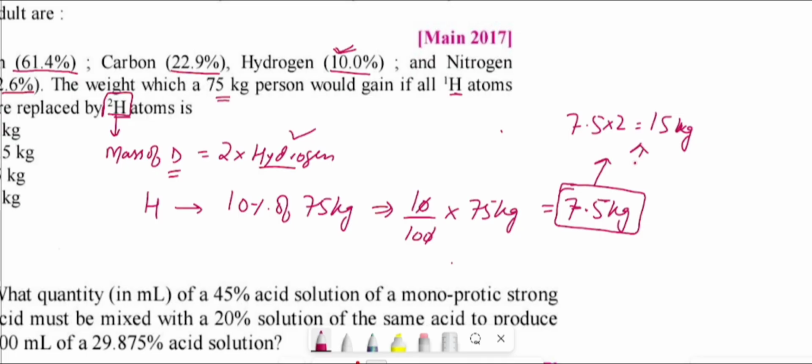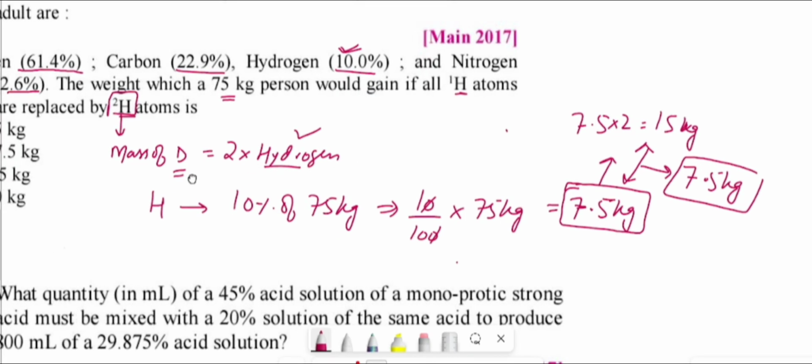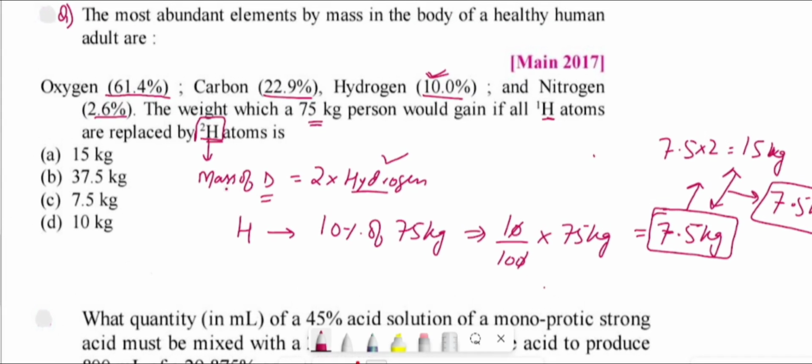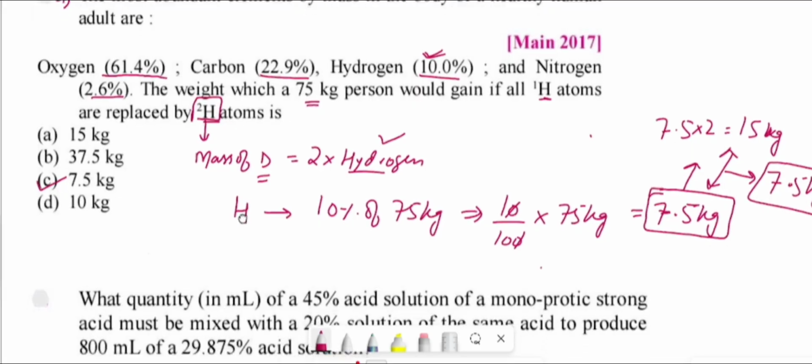So what is the change here? How much weight has been gained? The change is 15 minus 7.5, that is 7.5 kilogram gained by this human being, while the hydrogen is being replaced by deuterium. So I think option number 3 is the appropriate answer for this question.